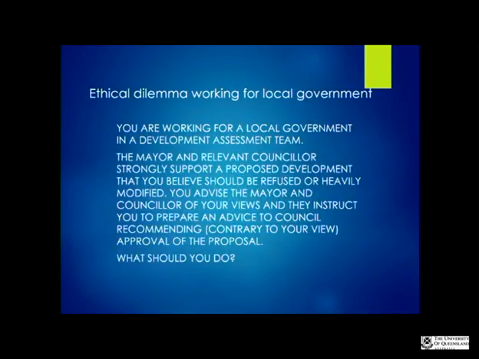And then the fourth one is you're working for the local government. The mayor and the councillors strongly support a proposed development. You advise the mayor and councillor of your views, which is that you think it should be refused or heavily modified. They instruct you to prepare an advice to council recommending it. What should you do? So it's the same sort of thing. You have to carry out your obligations under the legislation, and you need to make it clear how you're going to comply with the law.